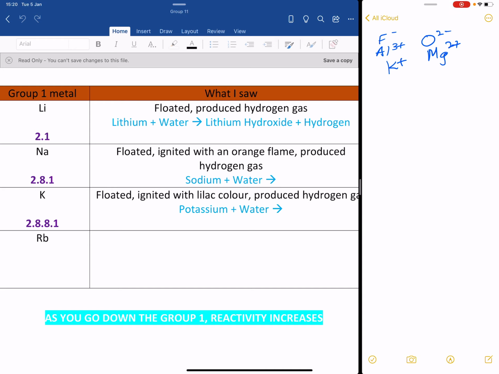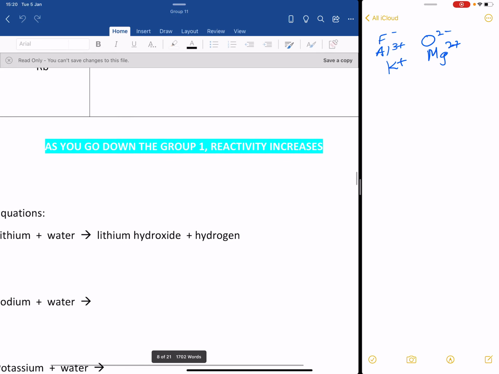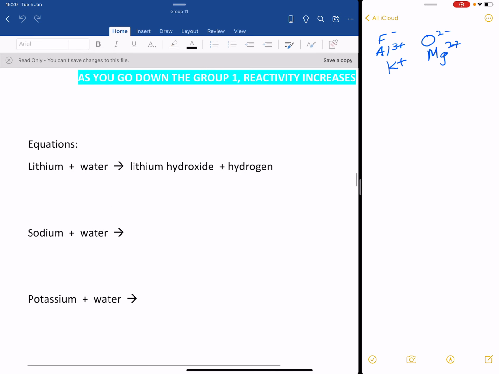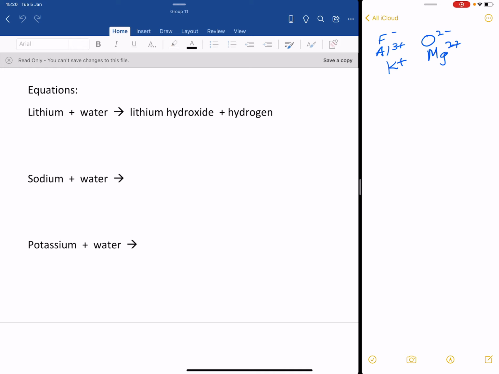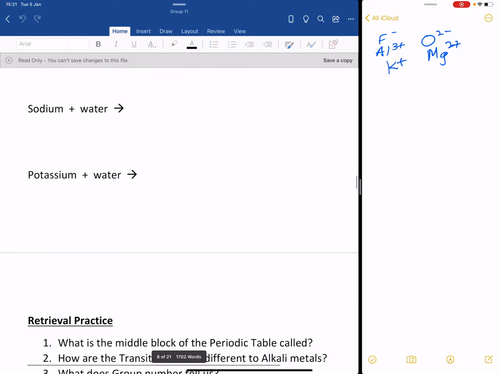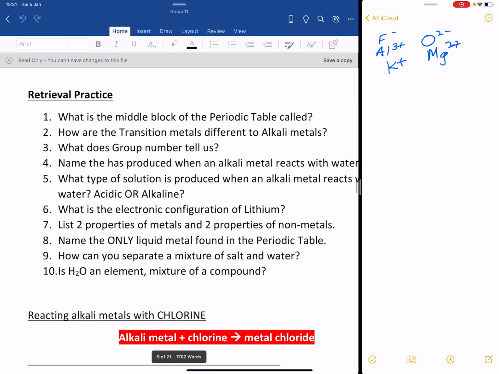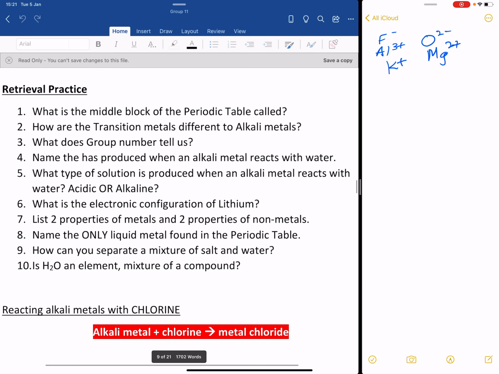Then moving on, some word equations. I've done the first one for you, so you can pause the video and have a go at the next two. What you will find is the alkali formed is lithium hydroxide, in the next one sodium hydroxide and potassium hydroxide, which are alkalis. Pause the video here, some more retrieval questions for you.